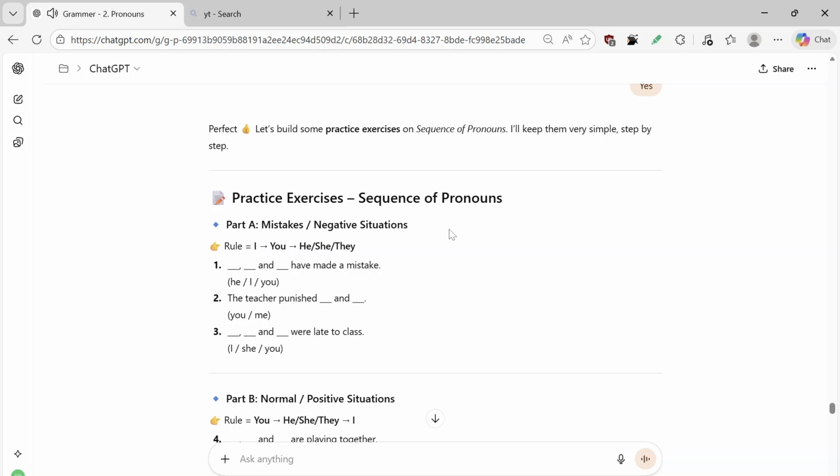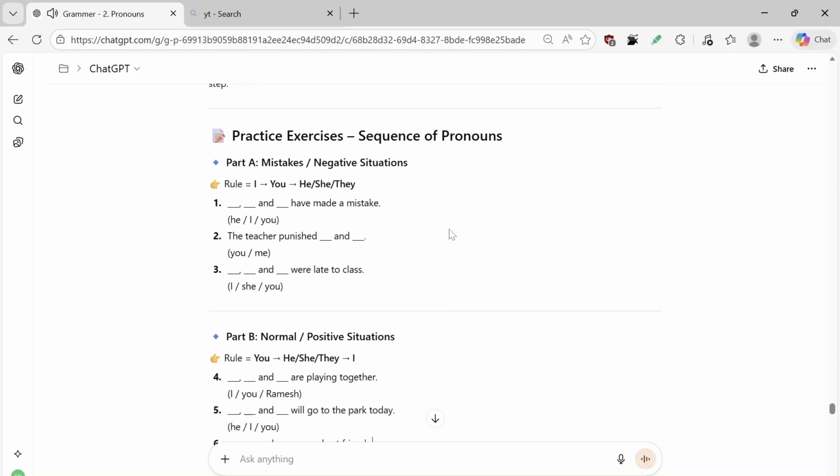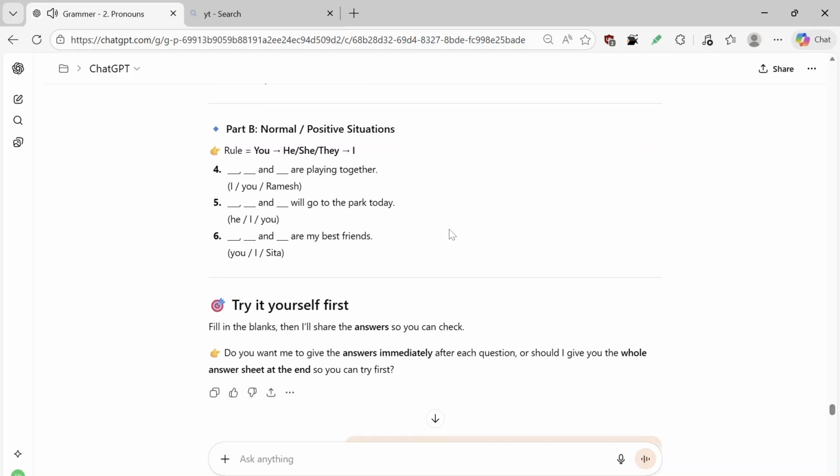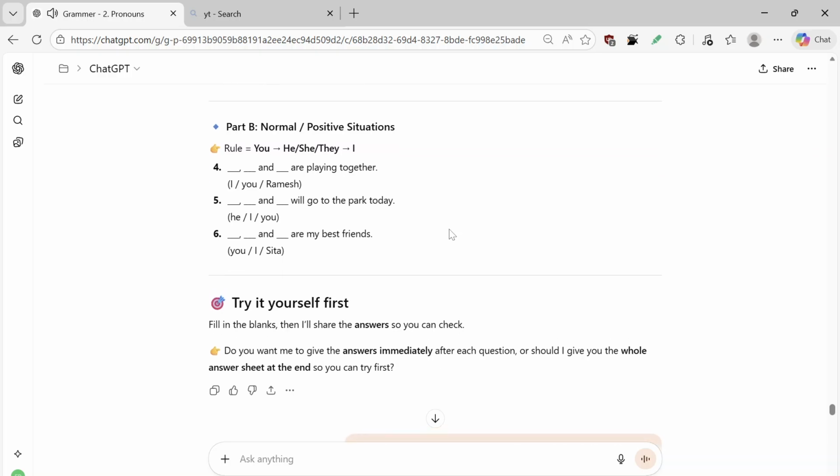1. You and he have made a mistake. 2. The teacher punished you and me. 3. He and I were late to class. Part B, normal positive situations. Rule: you, he, she, they, I. 4. You and I are playing together. 5. Ramesh, Khan and I will go to the park today. 6. You and he are my best friends.